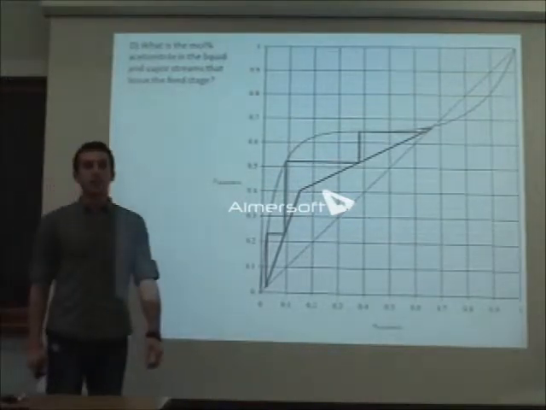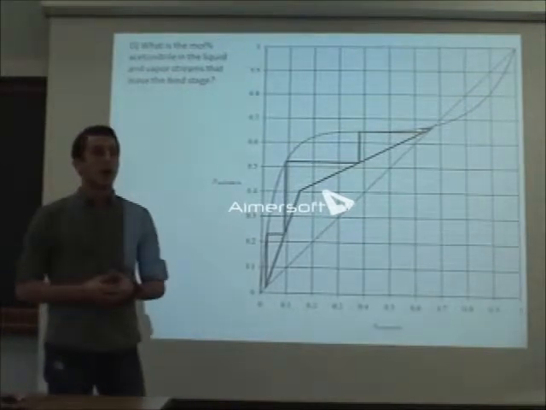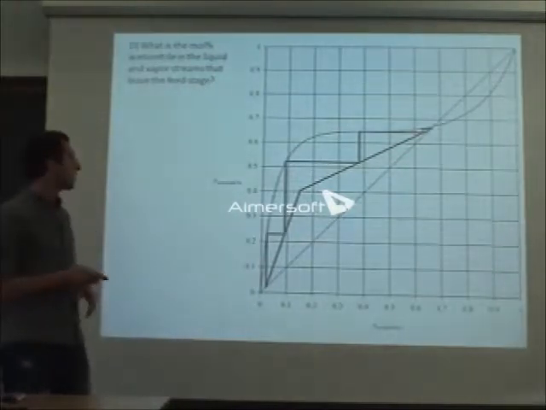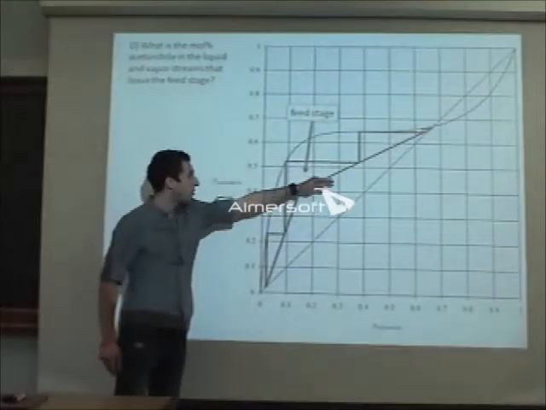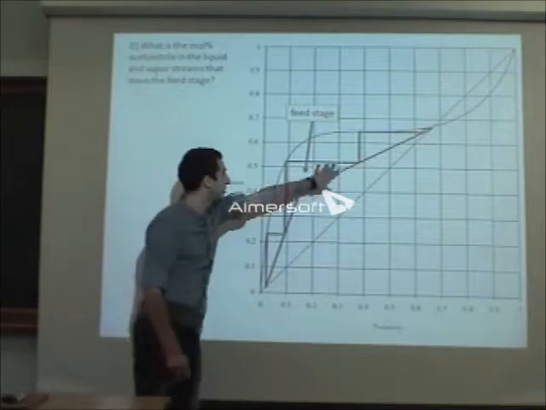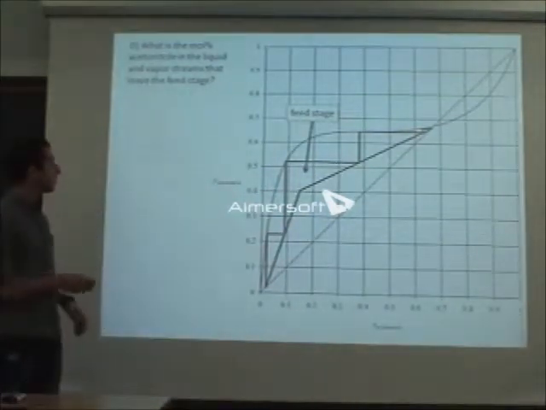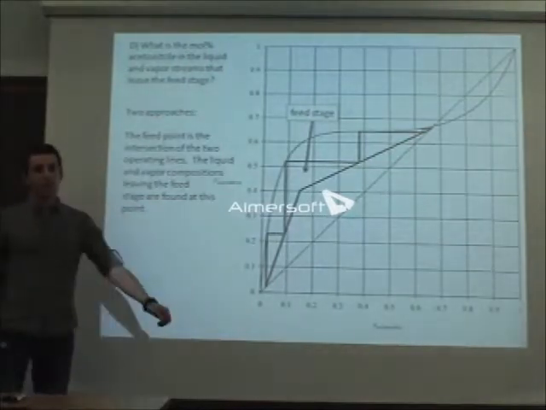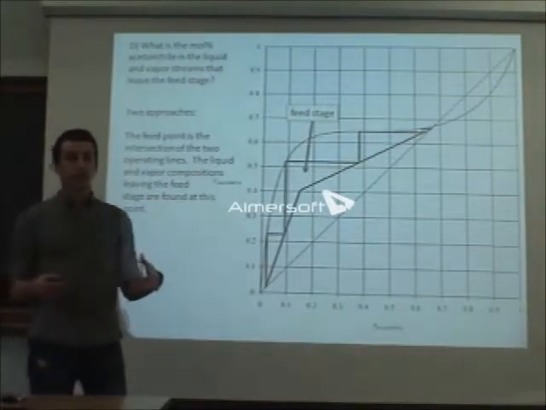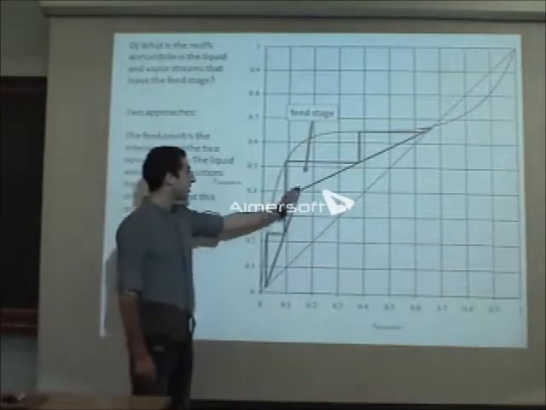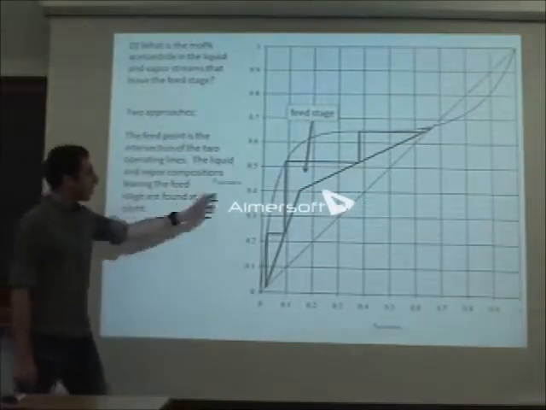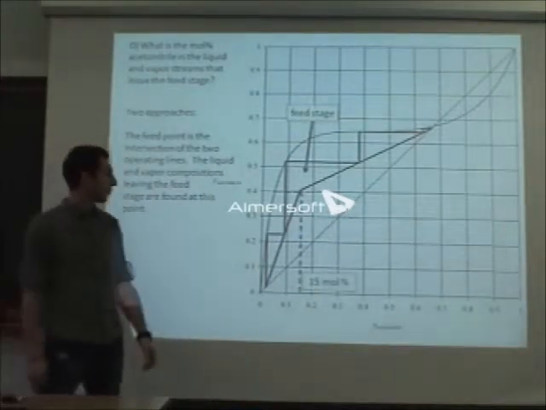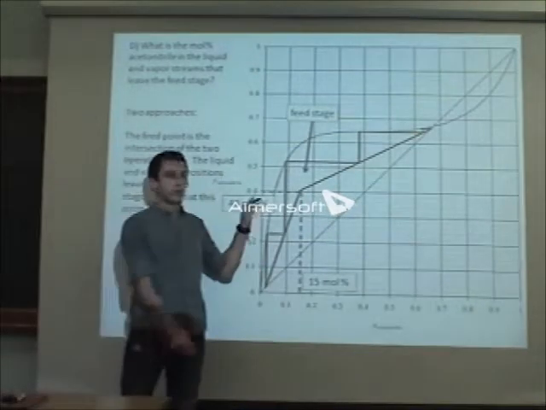All right, so part D. Now we want to know the compositions of the streams leaving the feed stage. So most of you found that the feed stage is where this corner happens, so it's dealing with this triangle here. There are two approaches I'm going to use. We know that the feed point is the intersection of the two operating lines, right? The feed changes the liquid and vapor flow rates, so it causes this kink in the operating lines. So we just look at this point and read off the compositions. And this would be liquid, and this would be vapor.